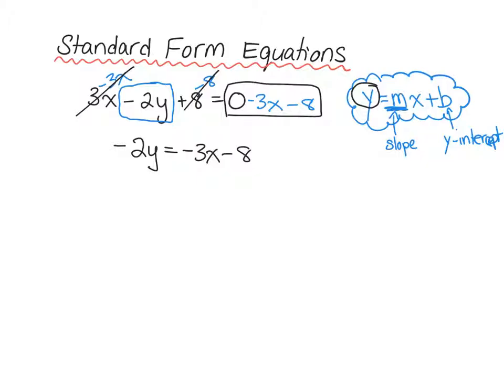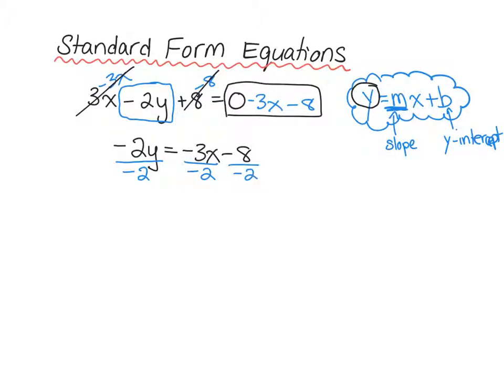Okay, so it's almost in slope-intercept form, but we have this negative 2 in front of the y. So the next step is we want to get rid of that. Because the negative 2 and the y are side by side, touching, and we want to break them up, we have to perform the opposite operation. Right now it's negative 2 times y. So the opposite of multiplying is to divide. So we're going to divide every single term by negative 2.